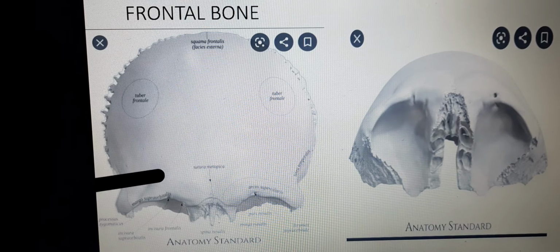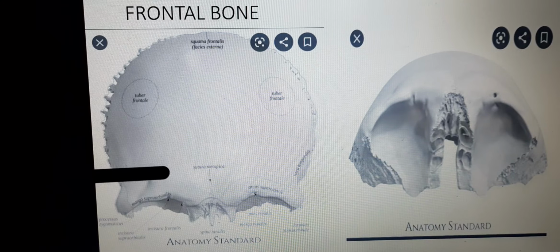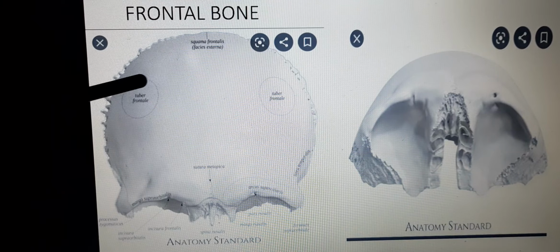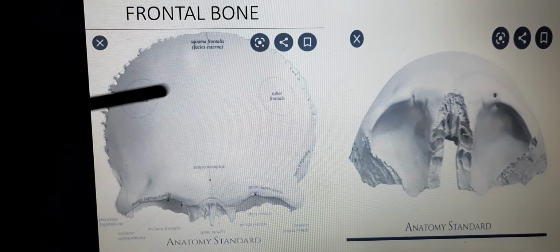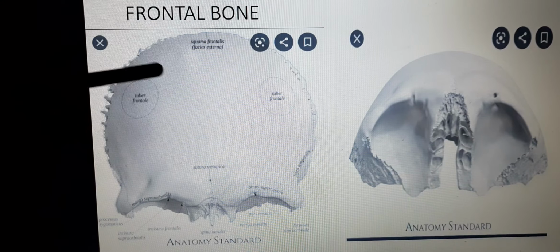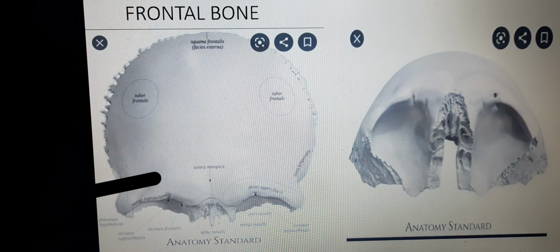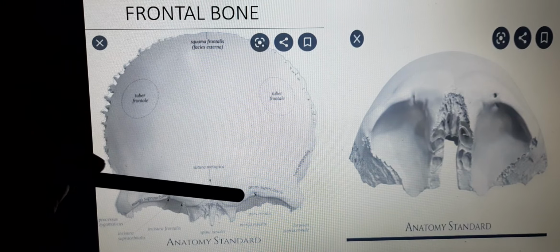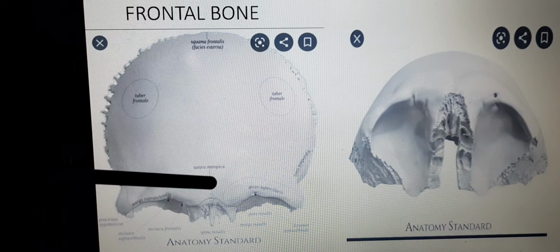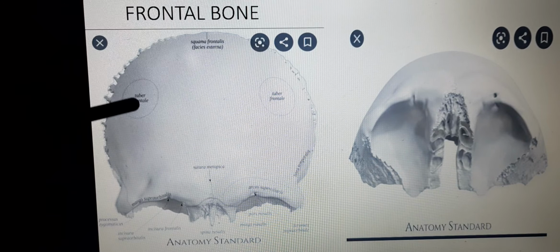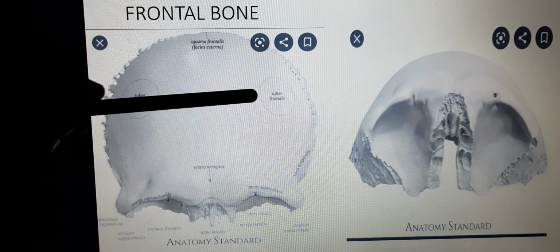Now above the superciliary arch there is a small depression, and just above it there is an elevation on both sides known as frontal eminence. So once again we will revise. We get the supraorbital margin, just above the supraorbital margin the superciliary arch, and between the medial ends of superciliary arch you are getting the glabella, and above the superciliary arch you are getting on both sides the frontal eminence.